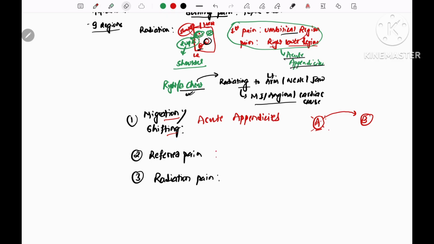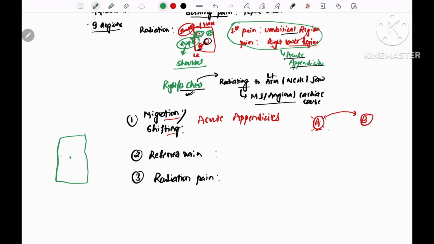In the case of referred pain, what happens is that pain is felt at a distant site. Suppose you consider this as the abdomen, then the pain is felt at a distant site and there is no pain at the site of disease.